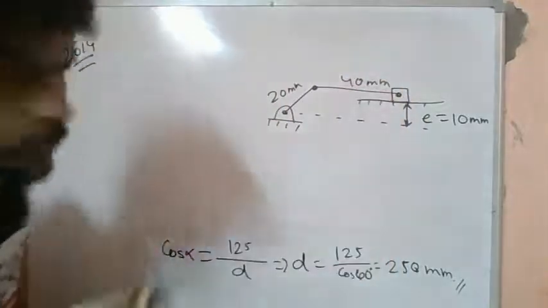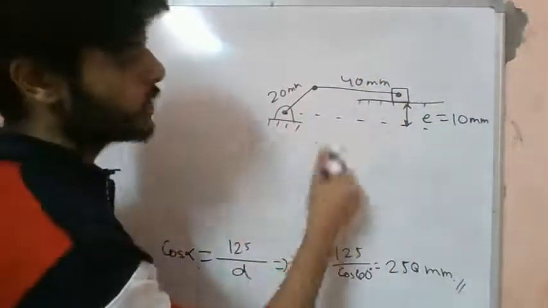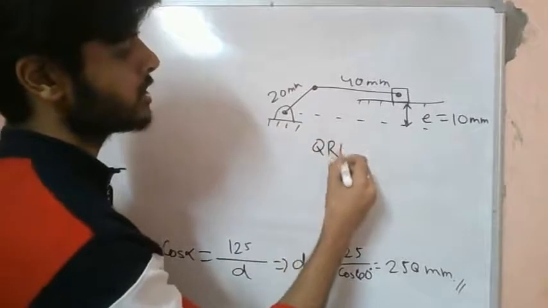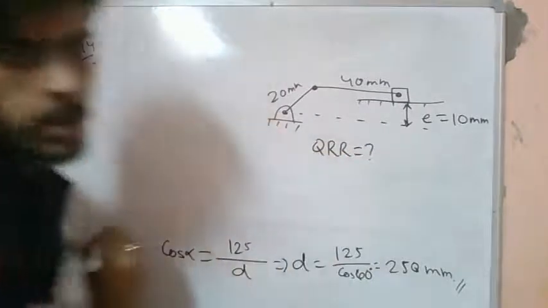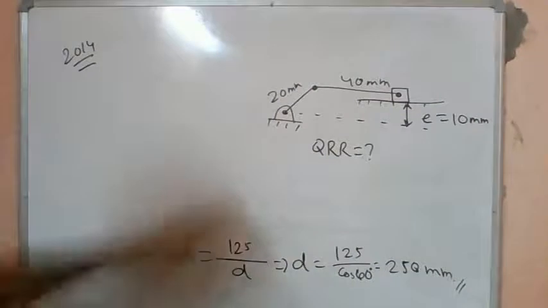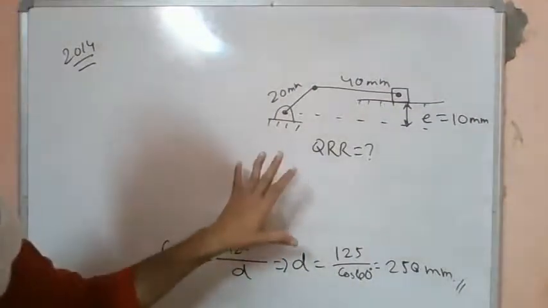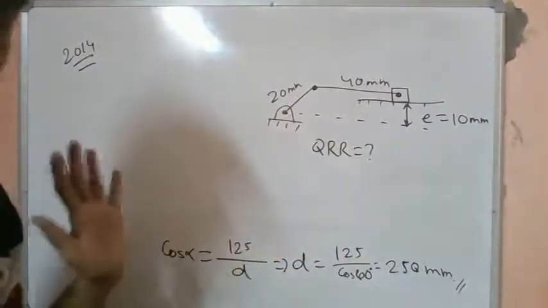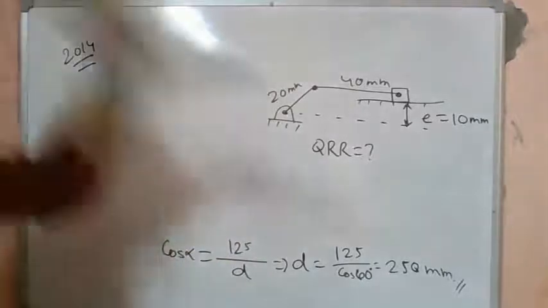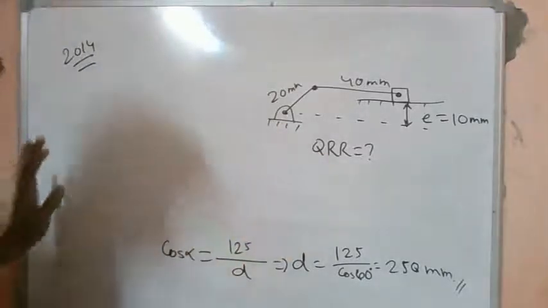Okay, so for this offset slider crank mechanism, we are required to find out the quick return ratio. Again, the quick return ratio will be the ratio of the forward stroke to the backward stroke. So the extremities need to be found out.